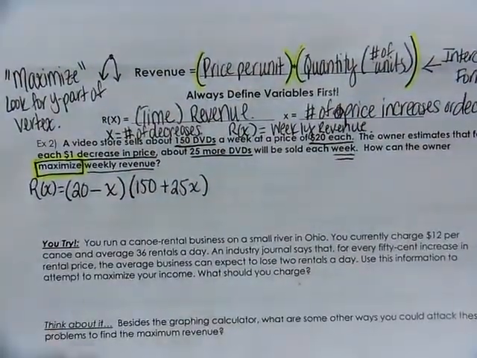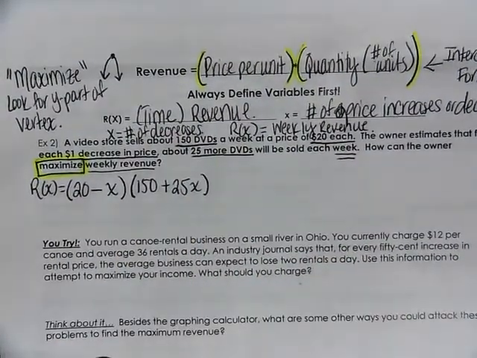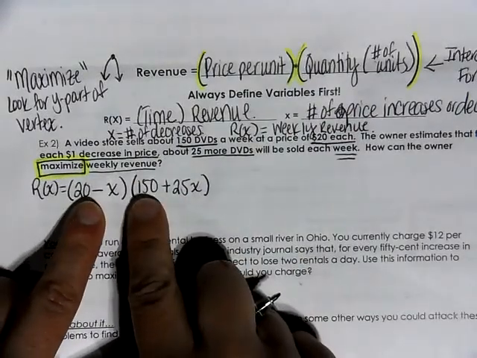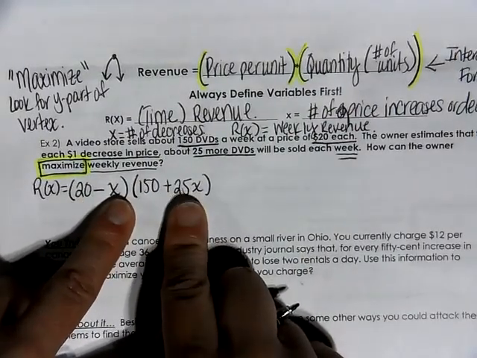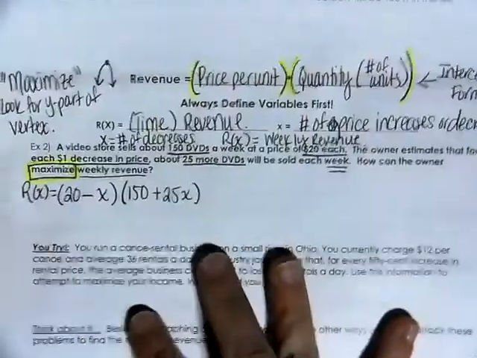And that is my equation. One part is dealing with price and the other is dealing with quantity. I would always recommend writing down what you start with first and then what is happening with X second. That way you're keeping yourself organized.